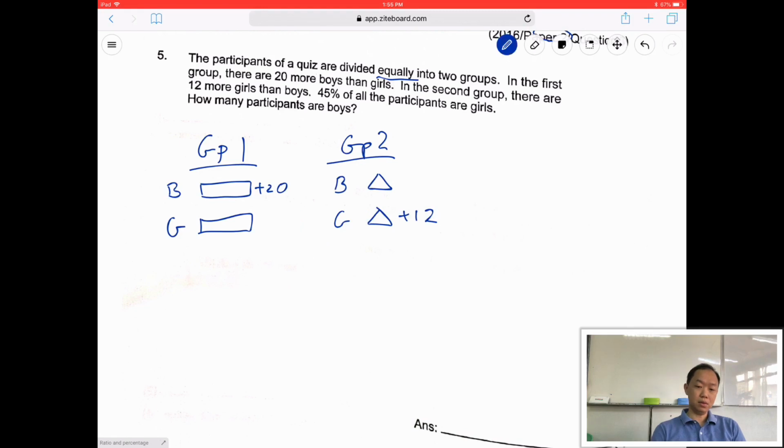One part. Okay, let's use unit and part. So 1 unit, this is 1 part, 1 part. Okay, so 2 units plus 20 is the same as 2 parts plus 12. Okay, this is where it gets a little bit advanced. To solve this question, I will use units and parts. So 2 units plus 20 equals 2 parts plus 12. That's comparing group 1 and group 2. Then the other one is that 1 unit plus 1 part, they are equal.